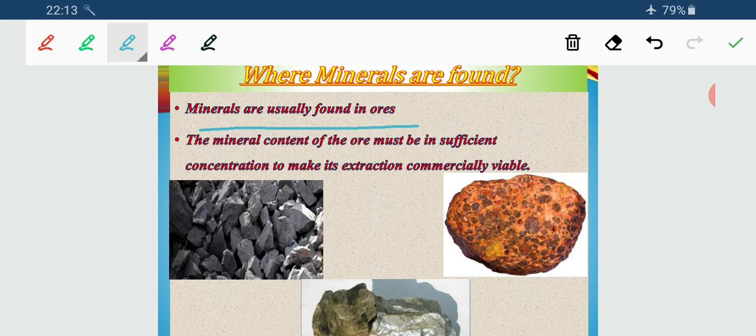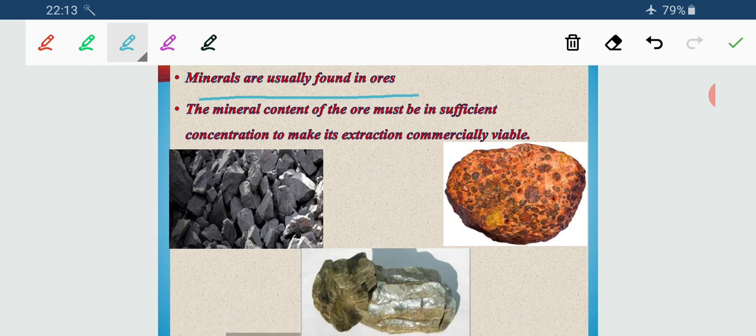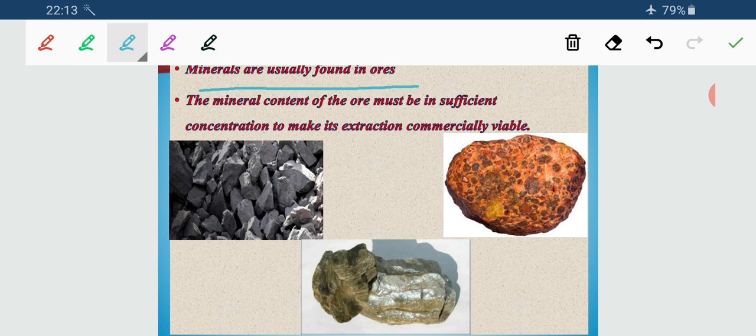Now here you can see I have given a picture of 3 ores. This is magnetite, which is an ore of iron. This is bauxite, which is an ore of aluminium, and this is basically an ore of mica, muscovite. So the pictures of the 3 ores are given here. So from where do we get the mineral? We get the minerals from the ore.